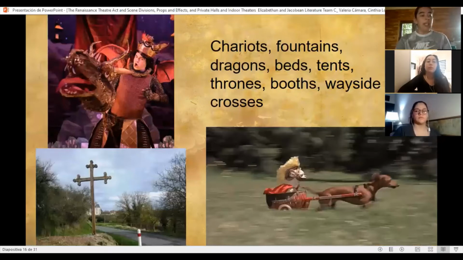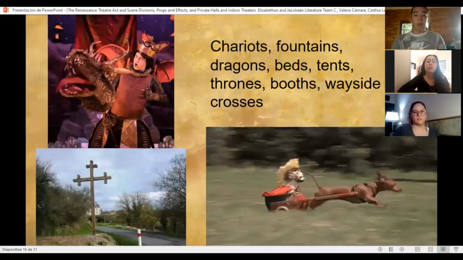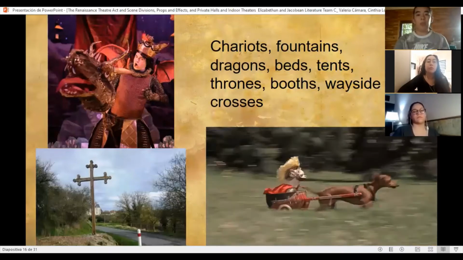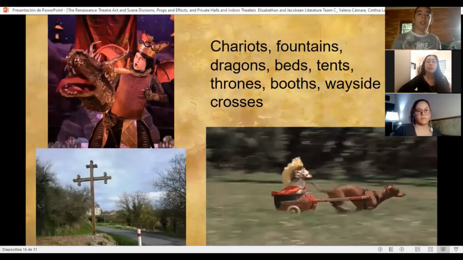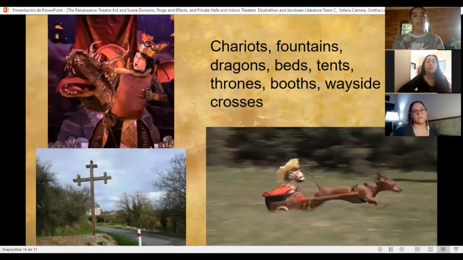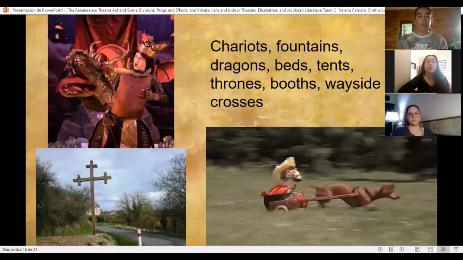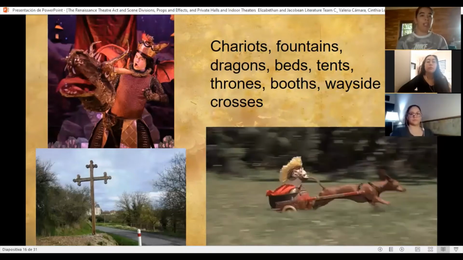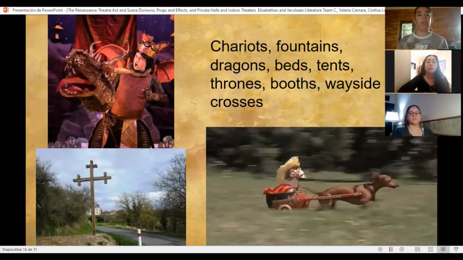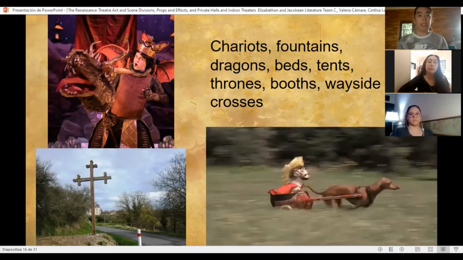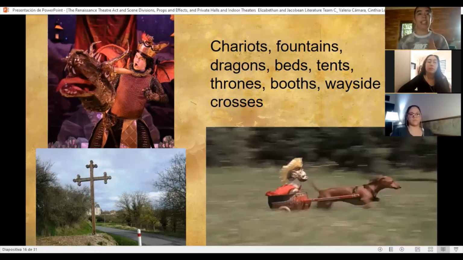So the main things that they used as props were chariots, fountains, dragons, beds, tents, thrones, booths, and wayside crosses. So that's a list. But the props were really heavy in those times, so they couldn't move them. Nowadays we have a lot of other mechanisms to move things around the theater, but in those days all the characters had to play around those things and act as if they didn't exist for that time.